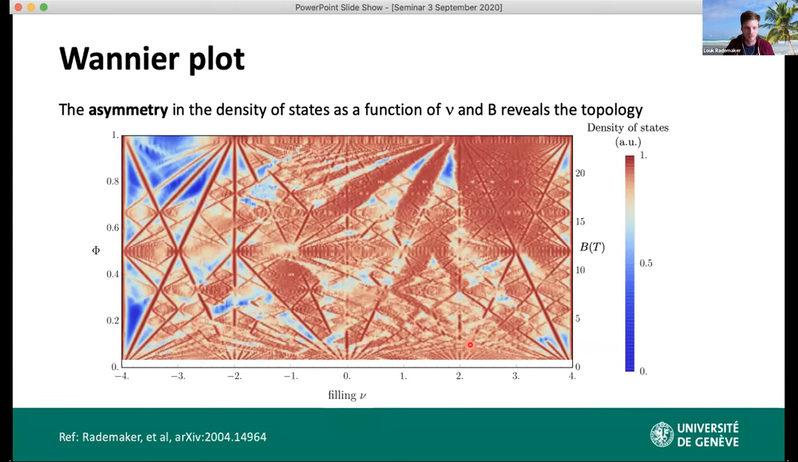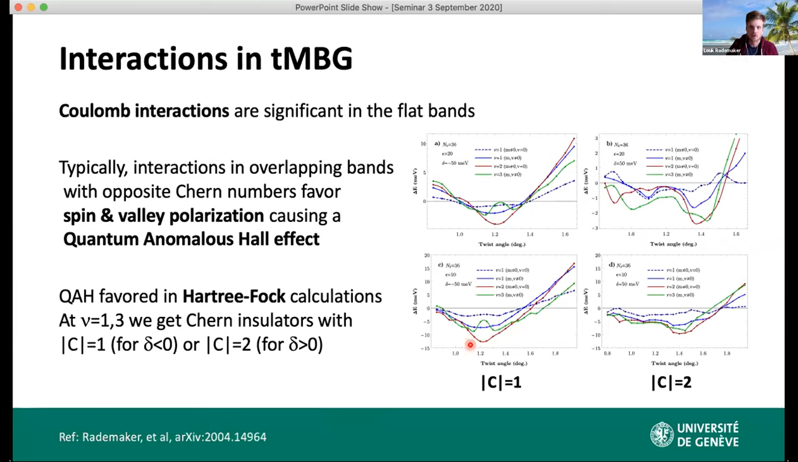Now, of course, I'm always interested in correlated physics. That's the thing that I like the most. Because you have flat bands, you expect that the interactions become relevant. Now, Coulomb interactions are the thing that you expect to happen in these two-dimensional systems. So what we did is we took these Coulomb interactions and we project them onto the flat bands and do a Hartree-Fock calculation of the states we expect. And as before, because basically the dominant term is direct exchange, again, spin valley polarization, just like in twisted bilayer graphene, is the thing that's most likely to happen if interactions are dominating.